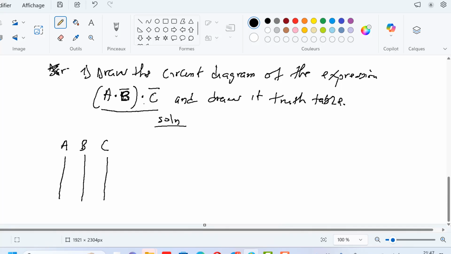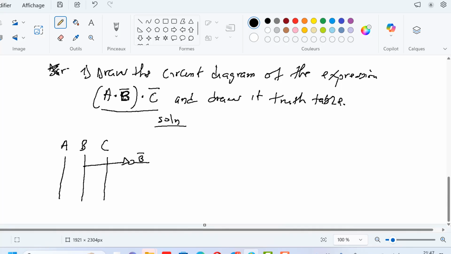Now, the first thing that you realize here is B bar. And B bar simply means that you are having the NOT gate. B enters that NOT gate, and what comes out here is B bar. So you go gradually. This is the first thing to do.